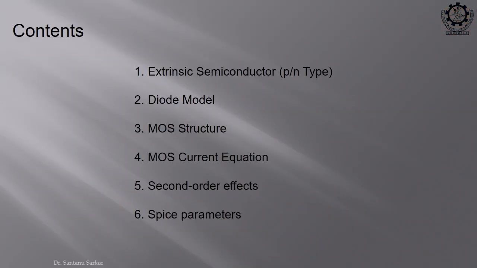Okay, students. So, we will start a new chapter, that is the MOS device structure, geometry of the MOS and the current equations. We will quickly follow the semiconductor PN junction device structure, diode model, and then we will get into the MOS structure.